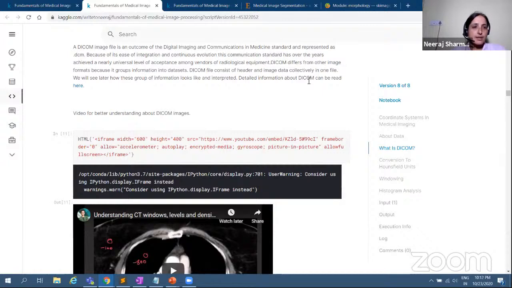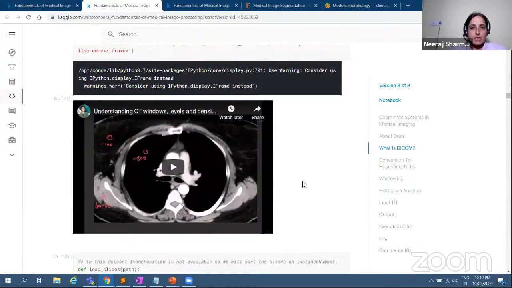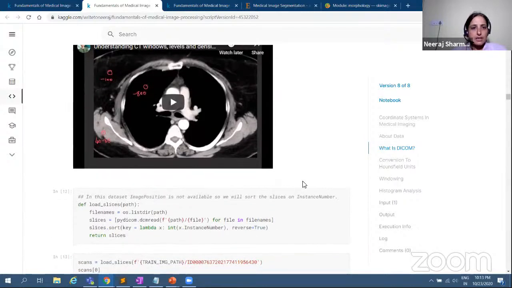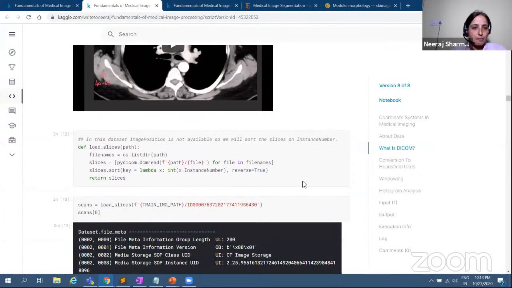And there is a link shared, which says how DICOM came into the picture, and what information we basically provide as part of the DICOM. So more details about the DICOM are here. And then I just attached one video. This video describes in a very detailed manner the CT windows, levels, and density. If you have not seen this video yet, I really recommend watching it. This gives a very clear picture.